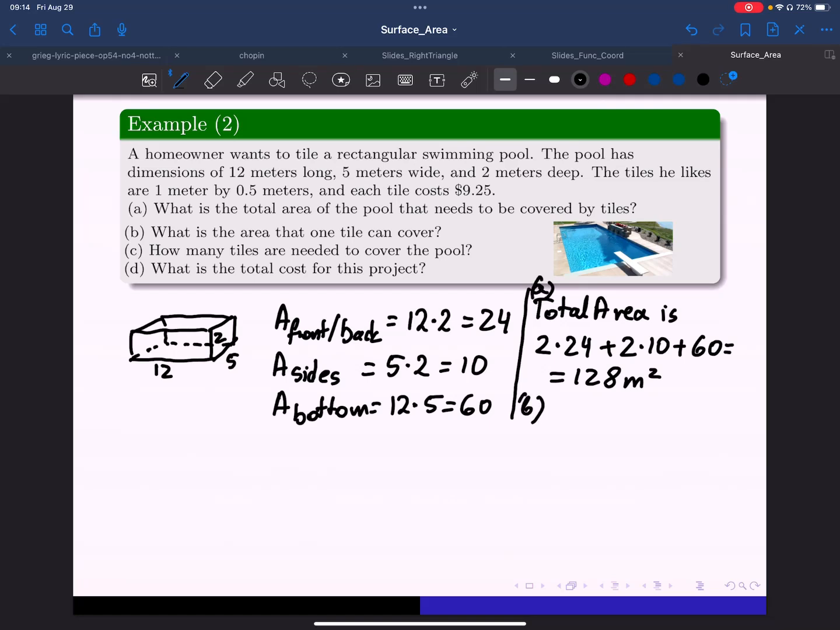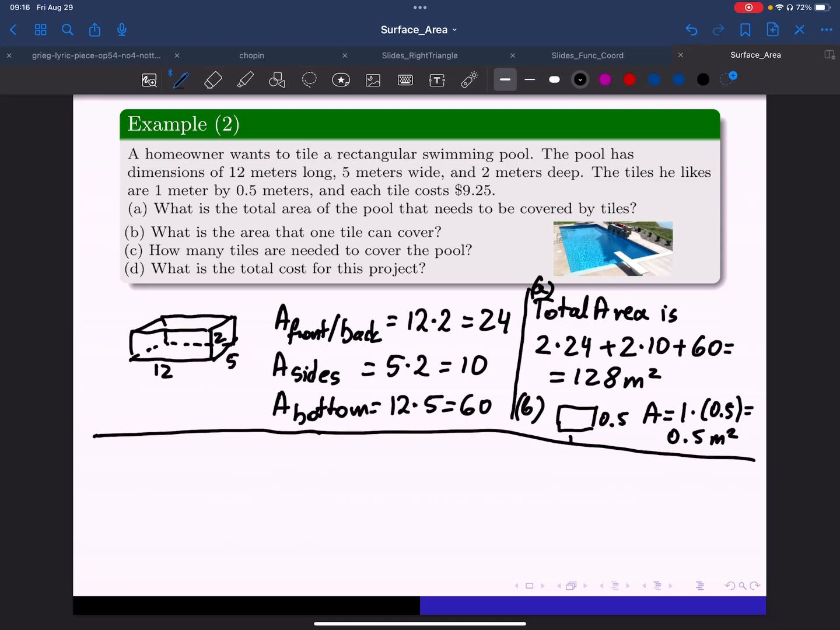For part B, we calculate what is the area of one tile. So here one tile is 1 meter by 0.5. So one tile is 1 by 0.5. How do we calculate that area? 1 times 0.5. So this area is 0.5 meters square, of course.